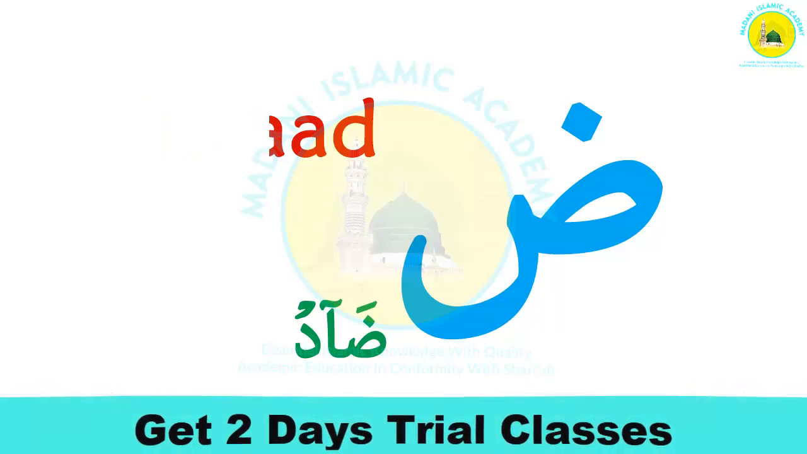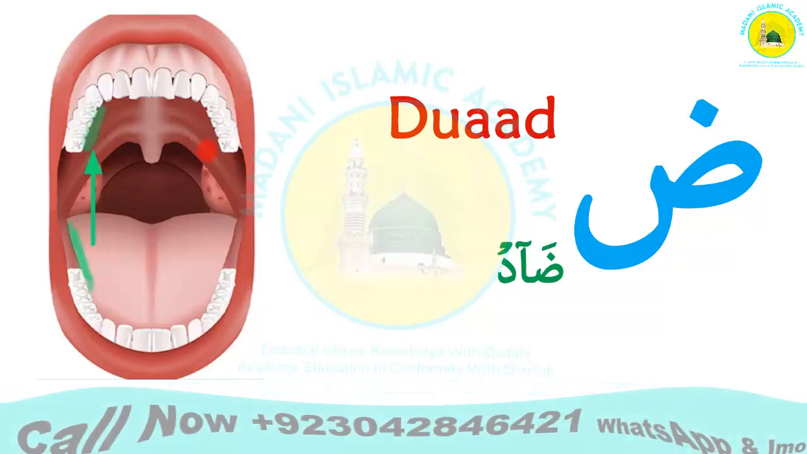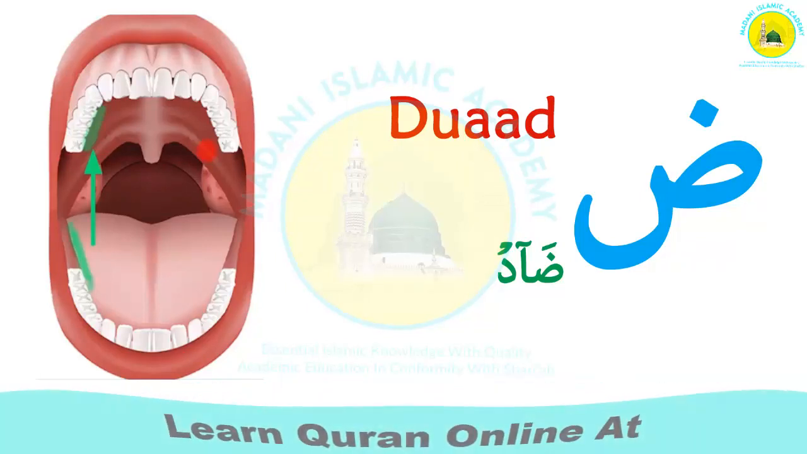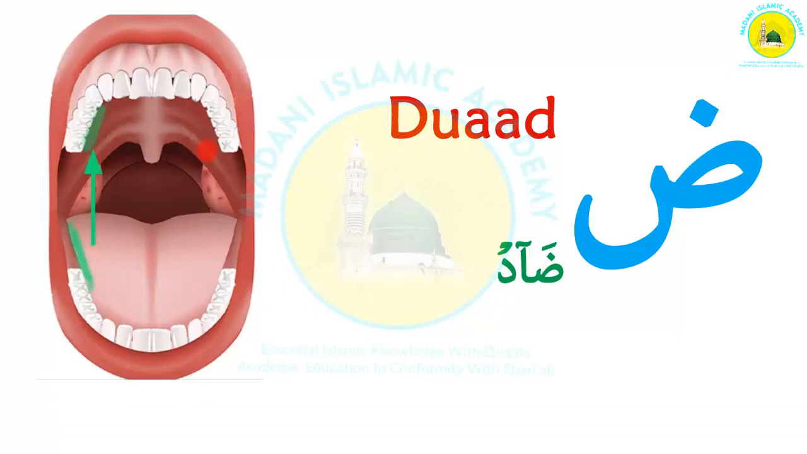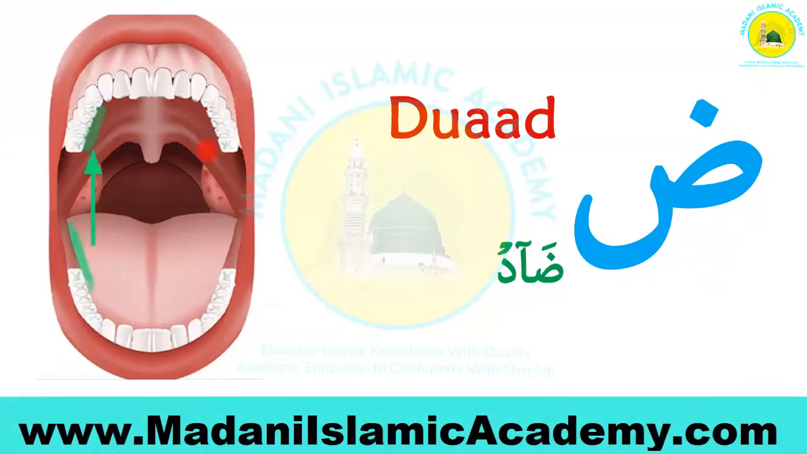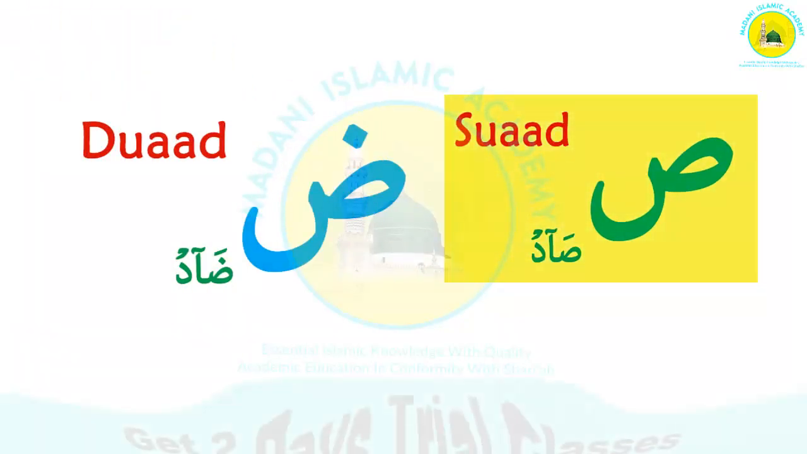Now, how we're going to read the Dad is the side of your tongue. Side of the tongue will be touching the upper part of the mouth. Dad. And because it's musta'liya, we need to have a deep sound, full mouth. Dad. Let's read the previous one. Sod.